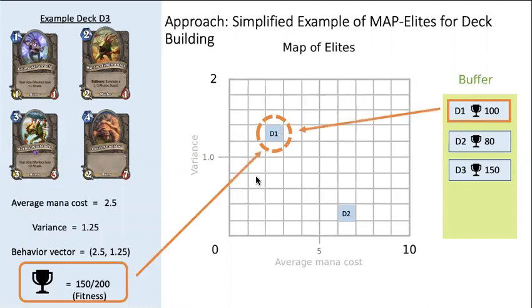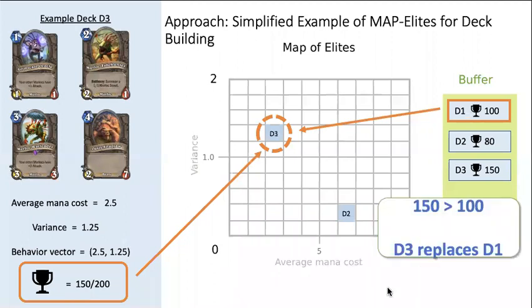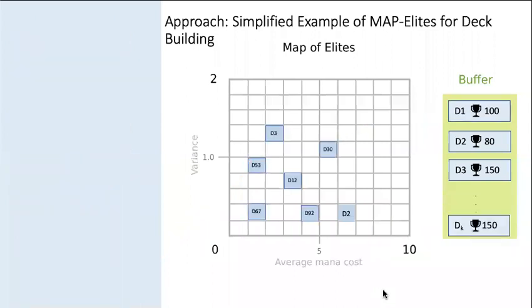And what we do in the case of having some sort of no vacancy issue is we look at the fitness between what we are trying to put in the map and the fitness of what's already there. And we see that D3 is going to replace D1 because its fitness is higher. So this is an abstraction, if you will, of what we would want with MAP-Elites.